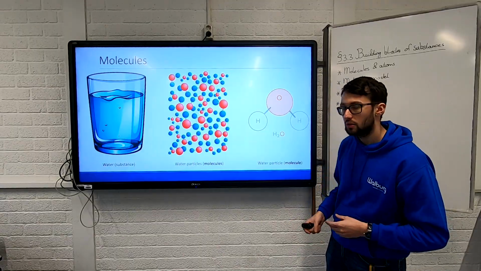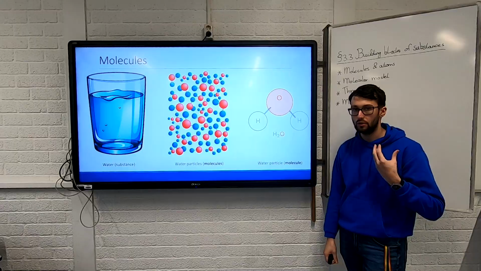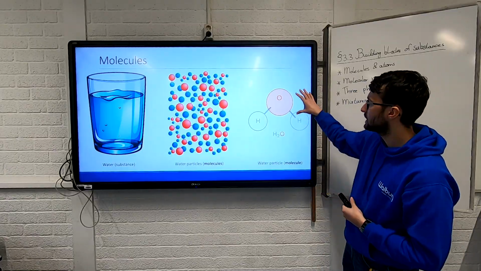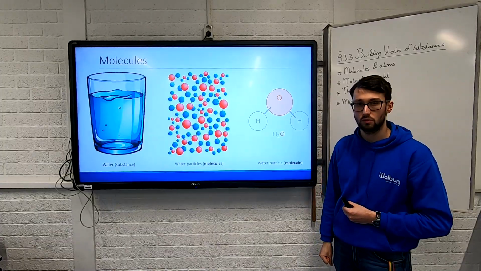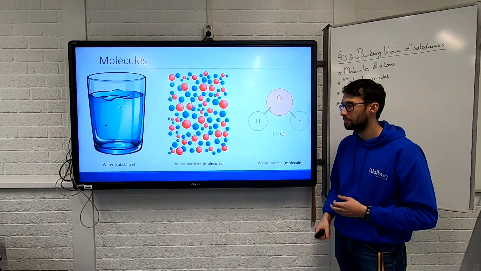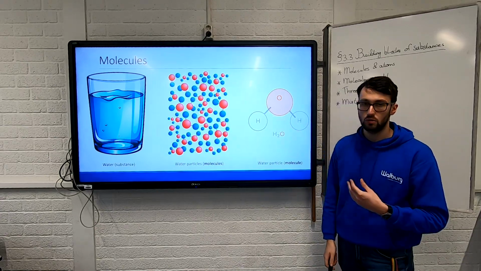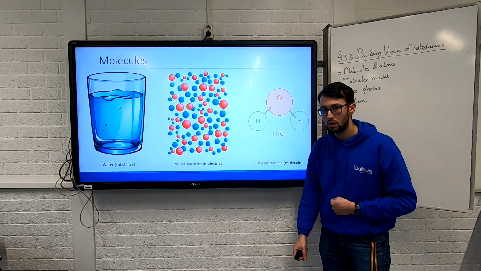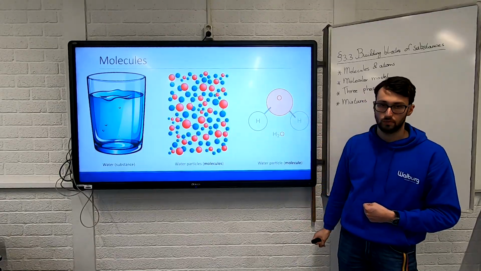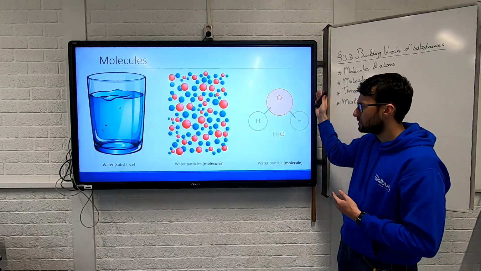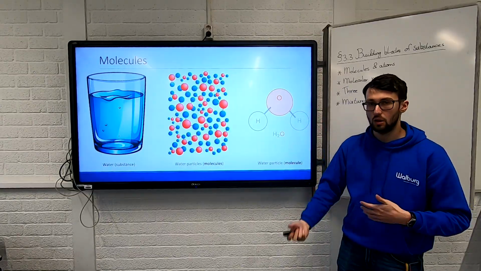And if we zoom in even more on just one simple water particle, which is one molecule, we again can see we have one big sphere with an O, oxygen, and two smaller spheres connected to it with an H, hydrogen. So this is called H2O because we have two H and one O. But what exactly are these spheres and how do they work?